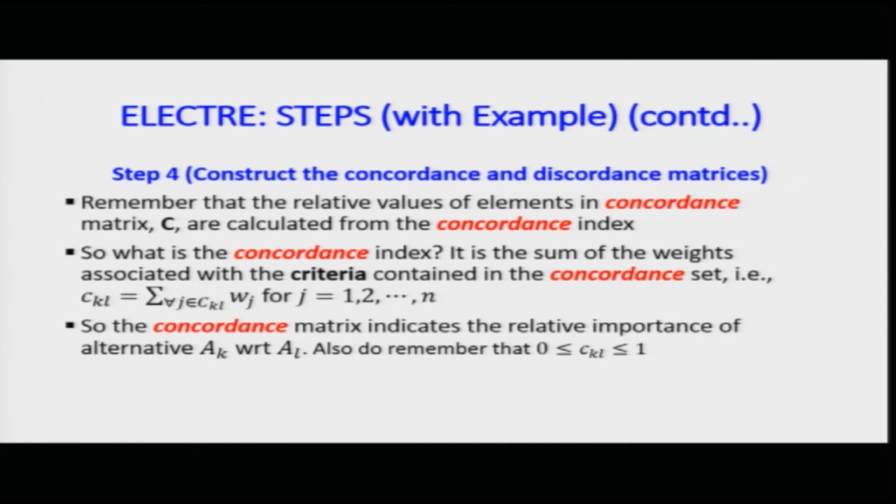That means you will have some sets of criteria which will support A k, and some sets of criteria which would not support A k. Those which support means you are liking. So, those sets which you support fall into the C matrix, and those which you do not support should technically go into the D matrix, but we would not go into the D matrix calculation immediately. We are only considering the concordance set based on the concordance index.